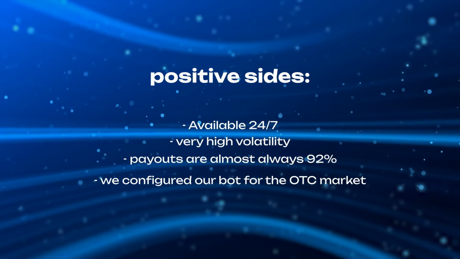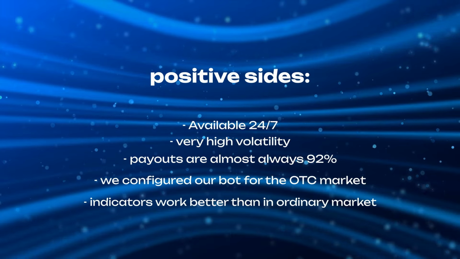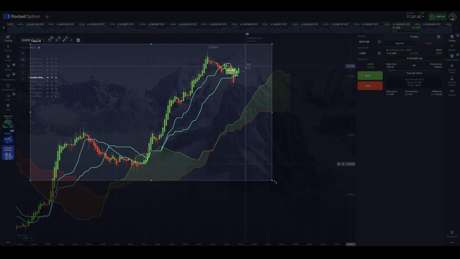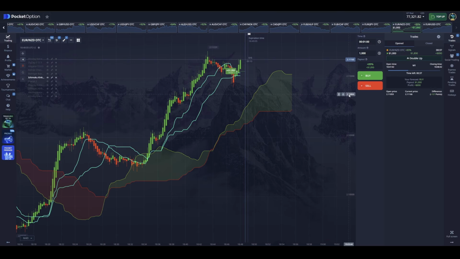Another big advantage of the OTC market is that indicators work better here than on the regular market. Indeed, our OTC market is really tailored for indicators, and they have a strong influence on it. Or rather, it's us who influence the OTC market. Whereas on the regular financial market, technical tools work better than indicators. We'll go over that together a bit later as well.